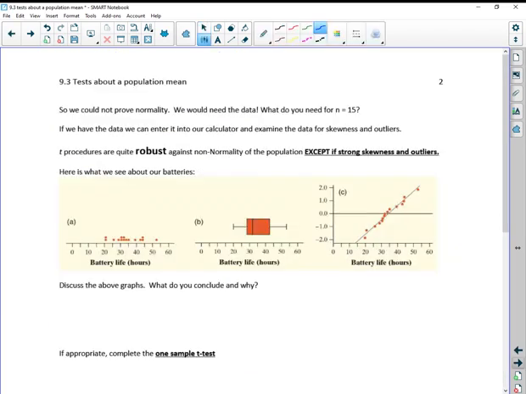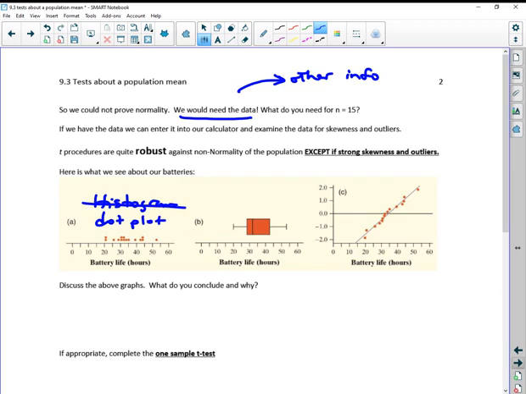We would need to see this data, or at least get some other information to help us decide about this. So we are going to put this data in the calculator, and here is my histogram. Actually, this is not a histogram. I would use a histogram, but this is not a histogram. This is a dot plot.